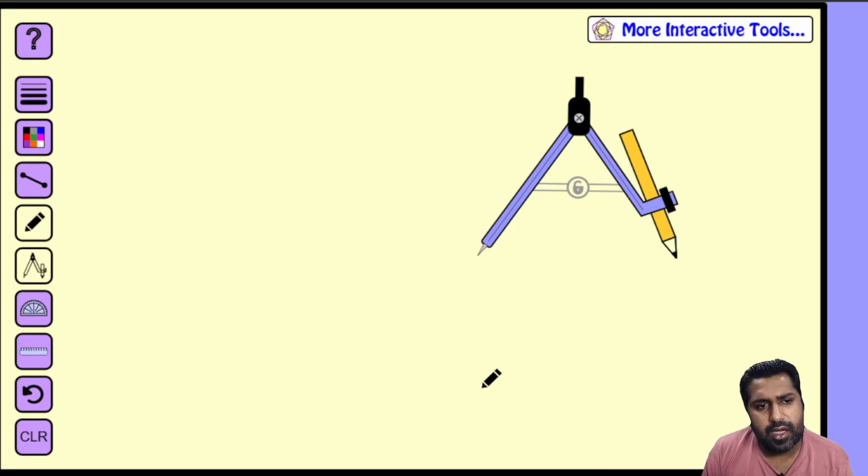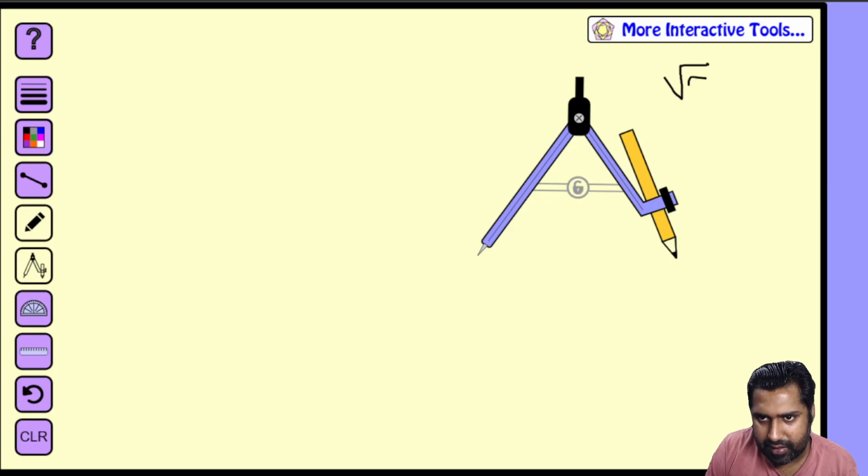In this lecture we are going to learn how to draw the square root of any decimal value: 9.3, 3.5, 4.7, anything. So I'll take the illustration with 9.3 only. Okay, very famous as a question. Square root of 9.3.